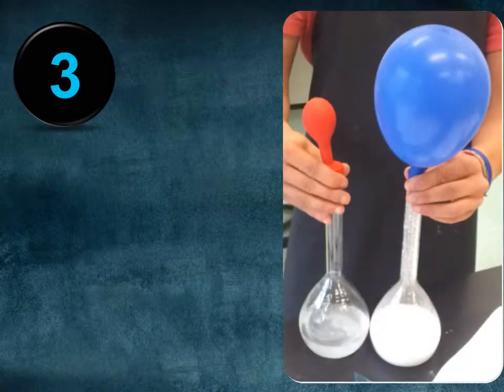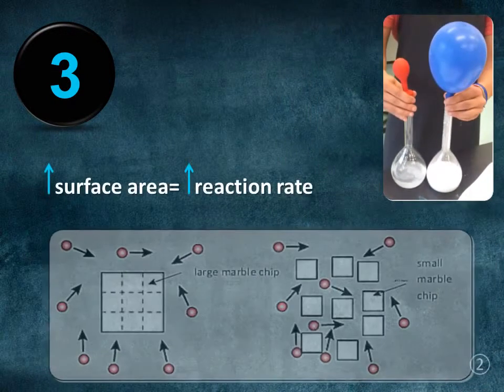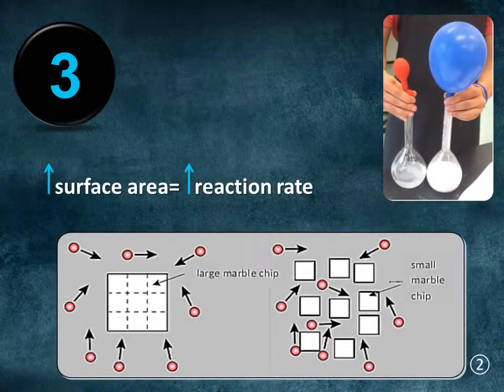The blue balloon containing the powdered marble was noticeably bigger than the red balloon containing the marble chips. This is because the powdered marble reacted faster than the marble chips. This is because by increasing the surface area, more particles are available to react, so the number of collisions increases and thus the reaction rate.